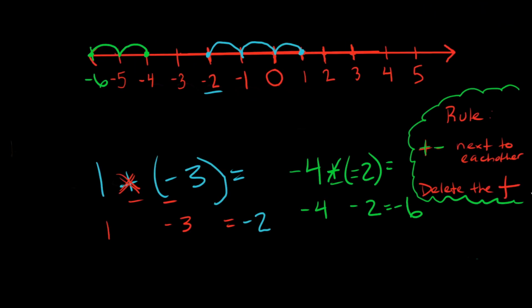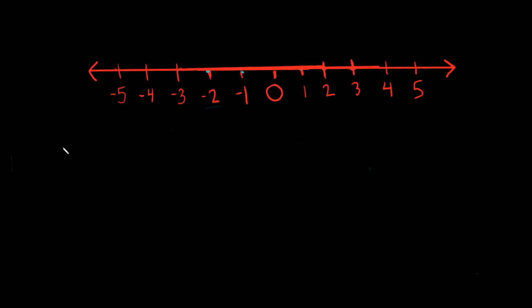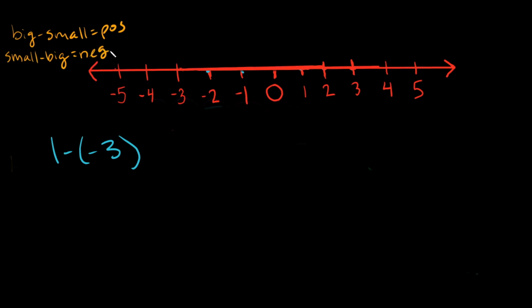Okay, so let's go to our last type of example. Okay, so what if I gave you the problem 1 minus -3? And again, to reiterate our main rule, big minus small equals positive, small minus big equals negative, right? Okay, so what do we have here? We have a 1 and we have a -3.